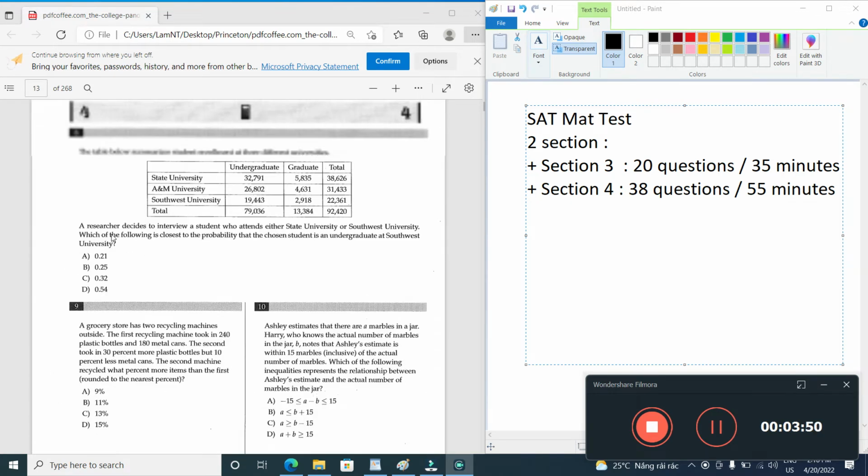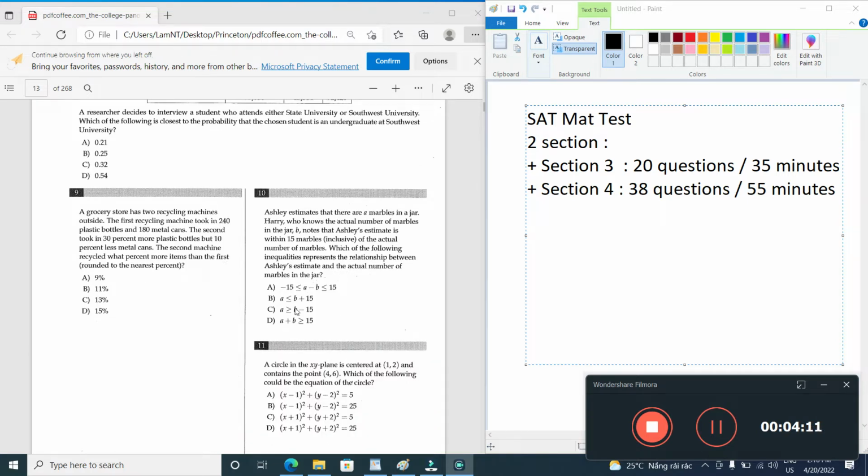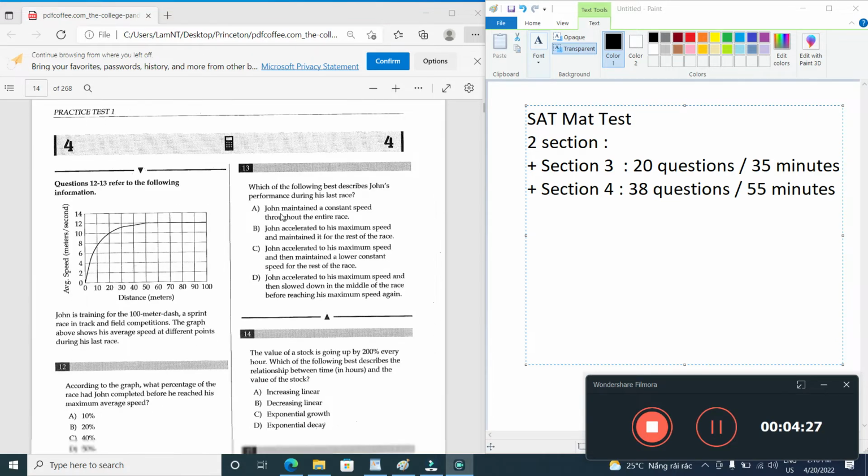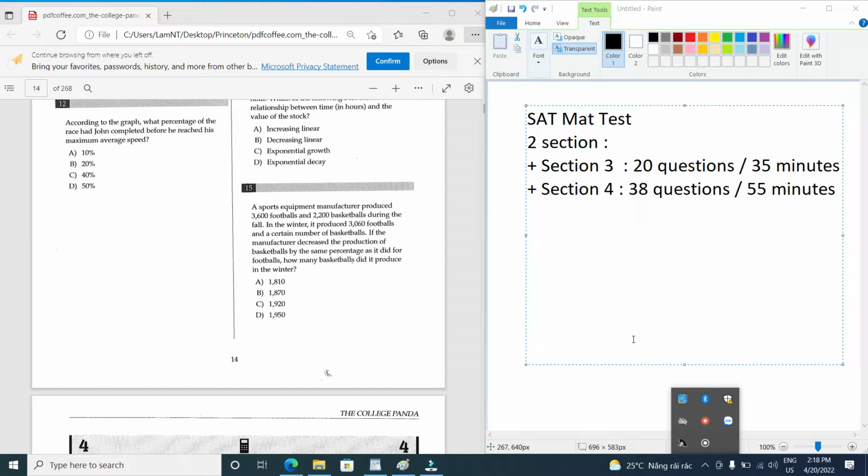Next, we also have a table here which describes the probability of undergraduate students with some properties. So yeah, we also have another table, and here you can see we have percentage and inequality. So inequality is like A smaller than B or A bigger than B. Also again, this is the equation of a circle, right? Alright.